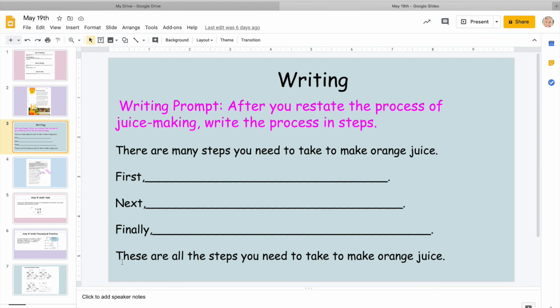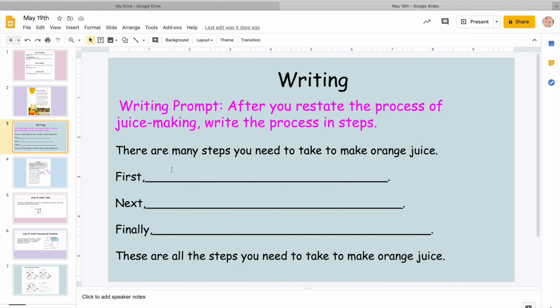And then remember that your conclusion, you're always restating that topic sentence using different words. So as you can see, it's basically saying the same thing. I just changed up the words a little bit, where here it's saying there are many steps you need to take to make orange juice, and here for the conclusion, I put, these are all the steps you need to make orange juice. So again, it's basically saying the same thing. We just changed it up a little bit.